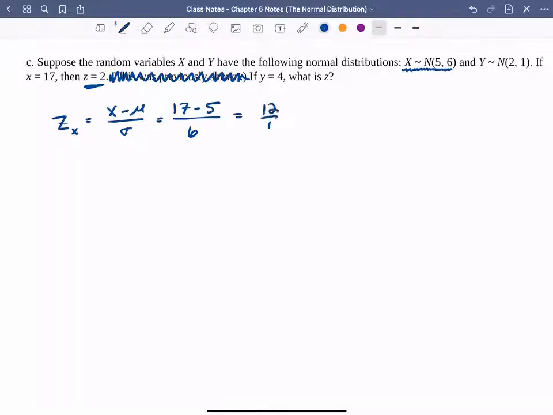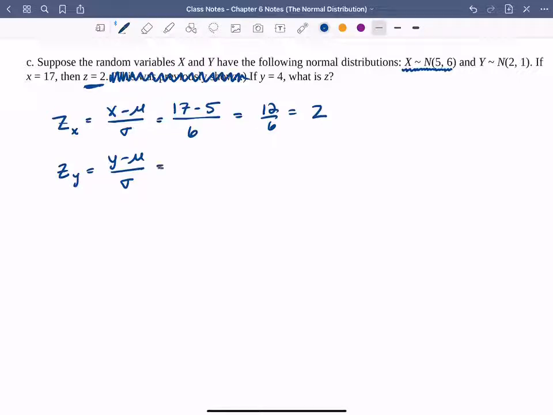That becomes 12 over 6, which is just 2. Boom, it says z is 2. Okay, we're good there. Now what happens with our z-score when it's y? So now we're going to say y minus mu over standard deviation. The only reason why I changed x to y is because that's the variable we're using now. That variable is interchangeable.